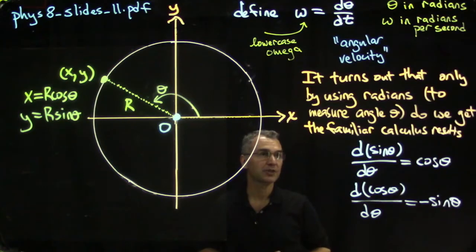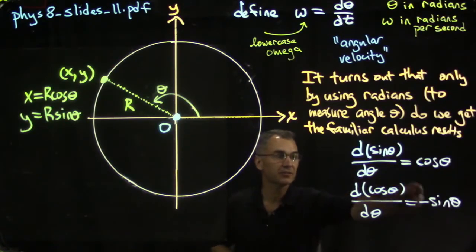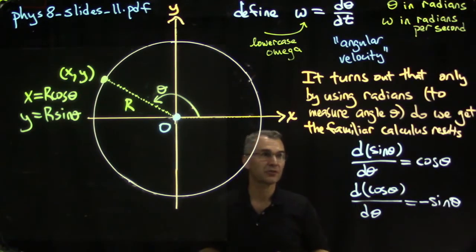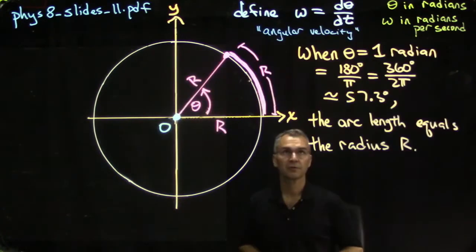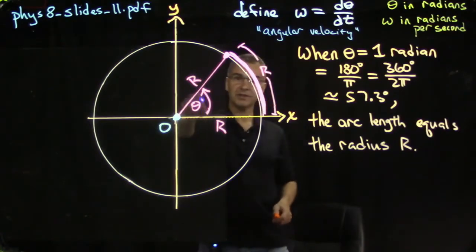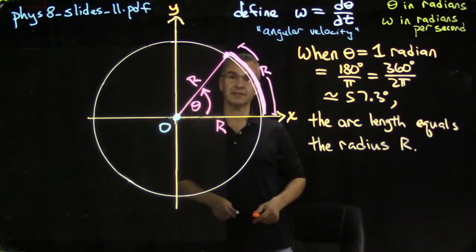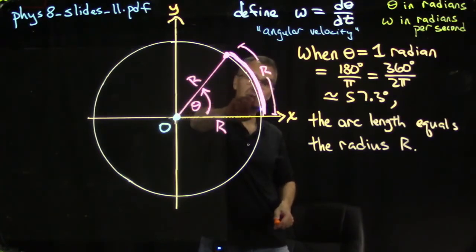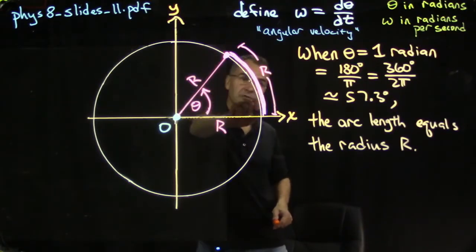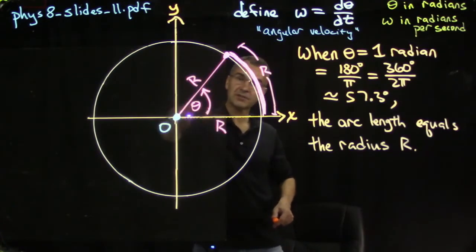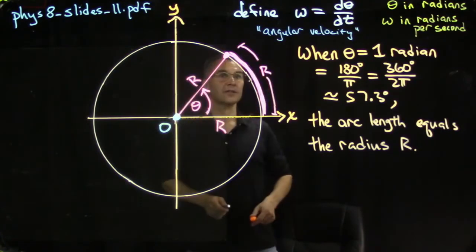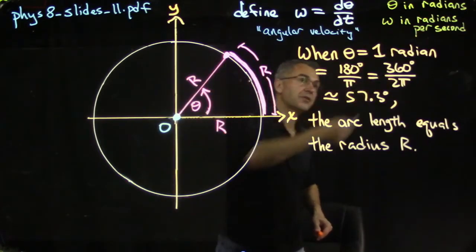So by using radians to measure theta, we get these nice clean results without superfluous factors of 2 pi or superfluous factors of pi divided by 180. So using radians makes the calculus more tidy. The way we define a radian is that when this angle theta equals 1 radian, then the arc length, which is the length measured along the circular path or along the circular arc from here up to here, equals the radius.